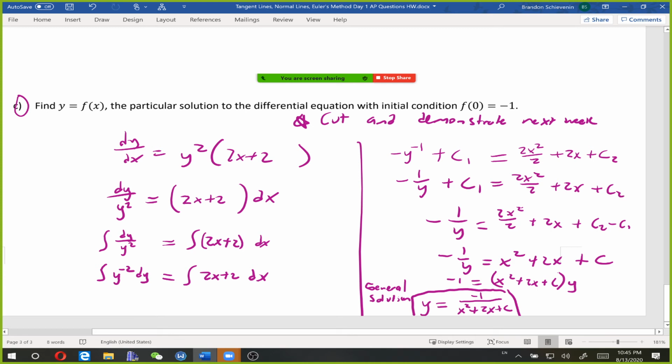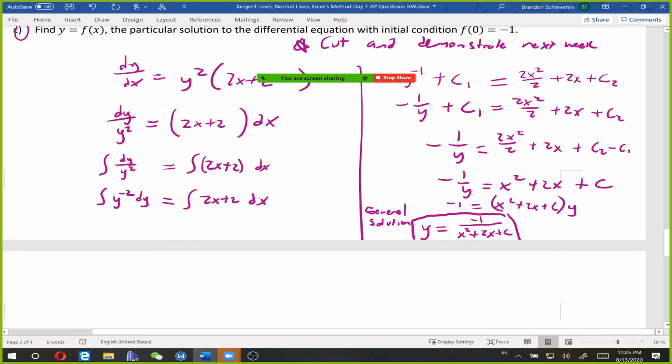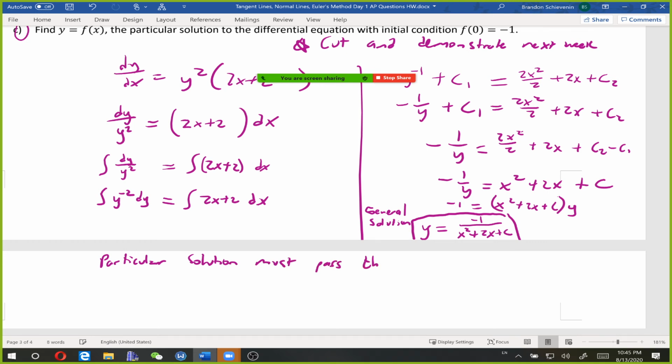I'm out of space again, so let me see if I can give myself some more room. There we go. Okay, so for our particular solution, it must pass through the point f of 0 equals negative 1. I'm going to rewrite that f because I don't want this to look like an f prime. Okay. So if I want that to happen, then whenever y is negative 1, x must be 0.